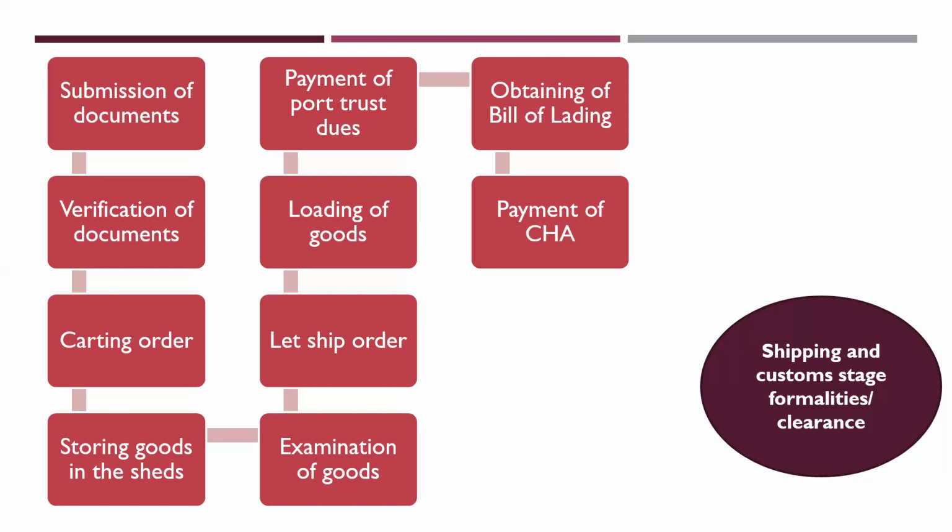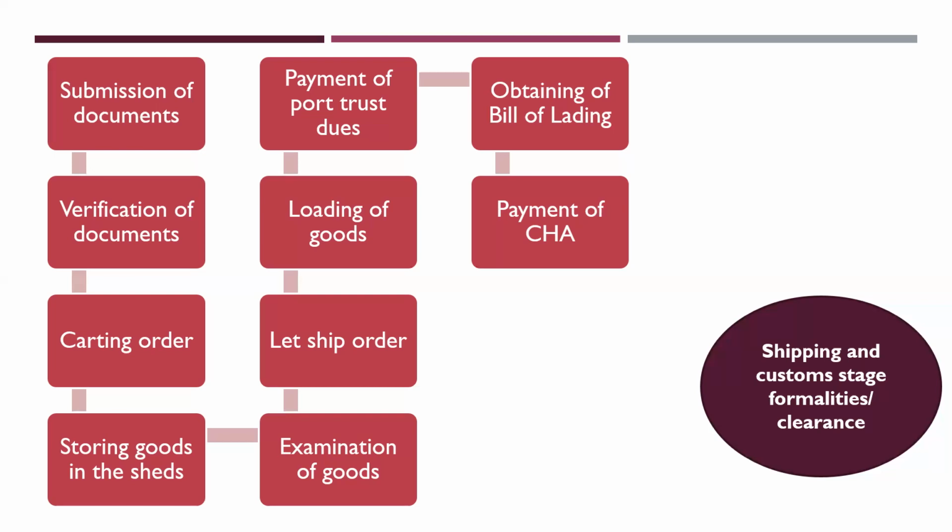So what is carting order? The exporter's agent, that is CHA, has to obtain the carting order from the port trust authorities. Carting order is the permission to bring the goods inside the docks. So at every level, to enter, to load, to store in the warehouse, at every point of time, proper permission and proper rules have to be followed to take the goods into custody. So they get a carting order, that is a permission to bring the goods inside the docks.